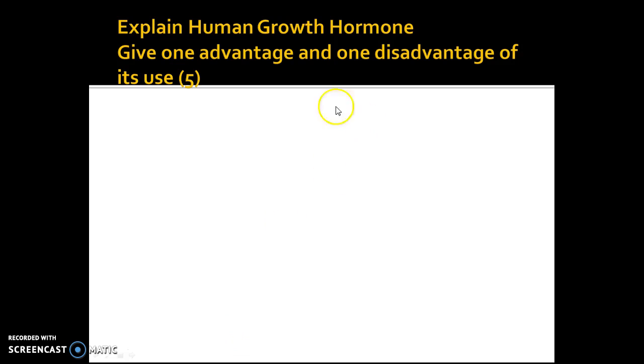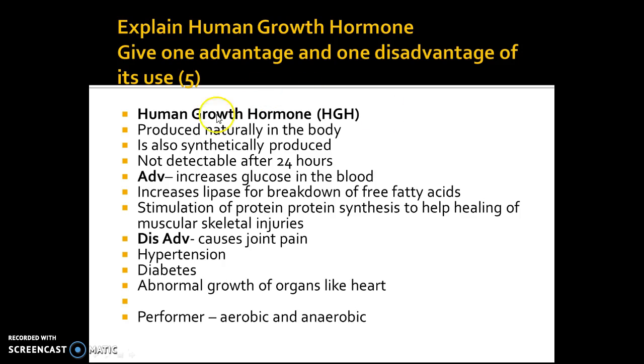Okay, moving on, last question then. Explain human growth hormone. Give one advantage and one disadvantage of its use. So when you're talking about this, you're thinking, where is it produced? Is it natural? Is it synthetic? Then you're talking about detectability. Then you're talking about what the good things about it and what the bad things about it are. Who is it good for? So basically, going through, you've got your key bits in here.